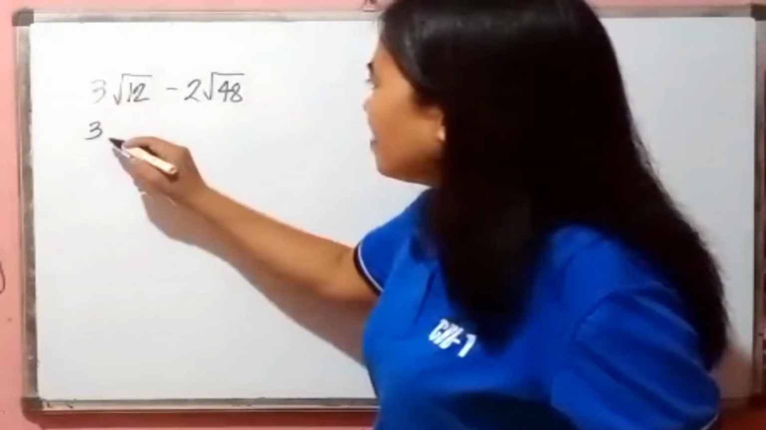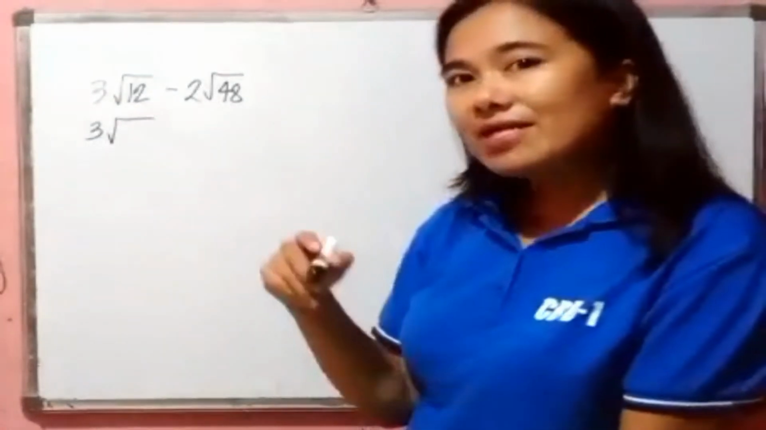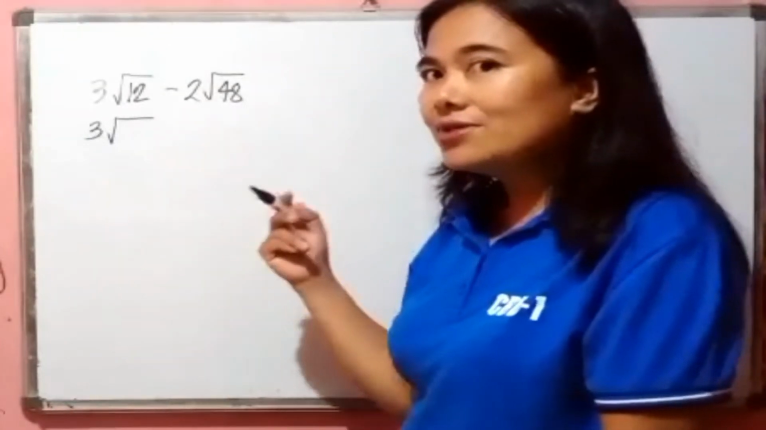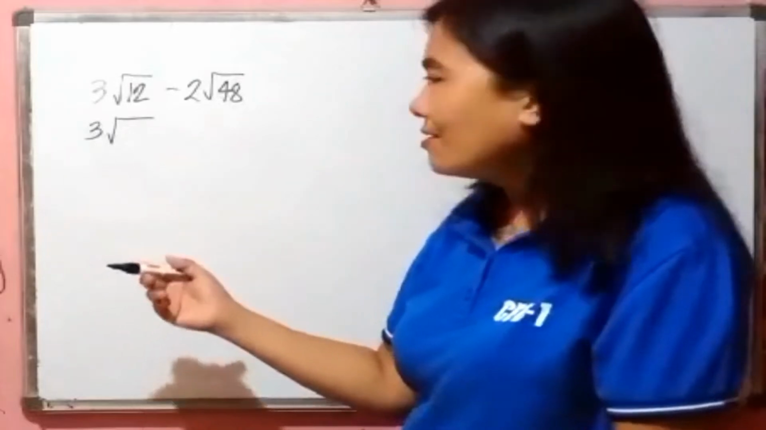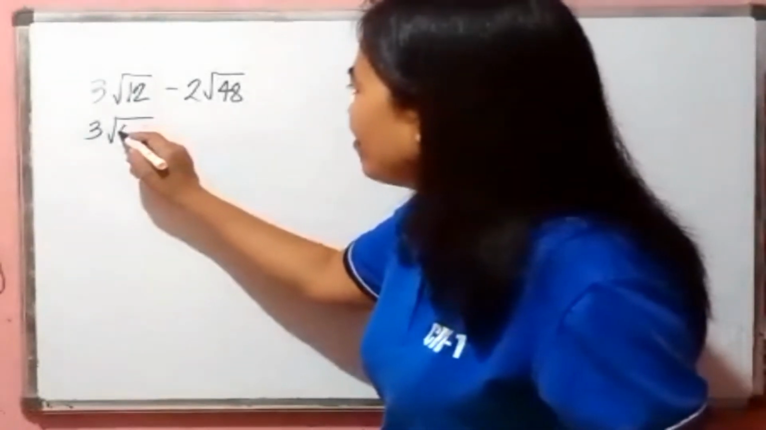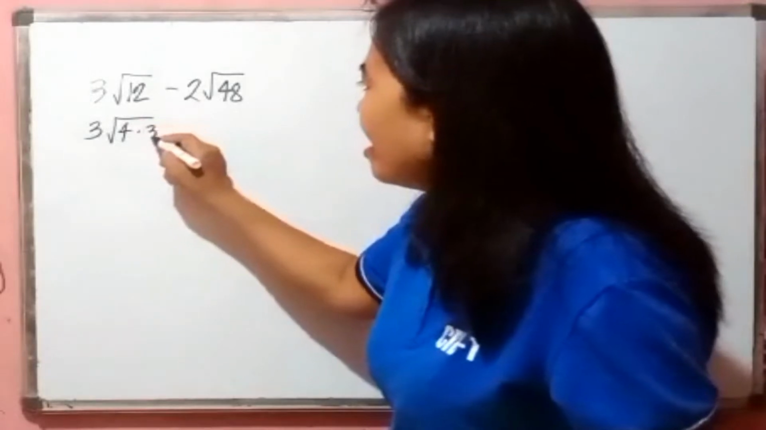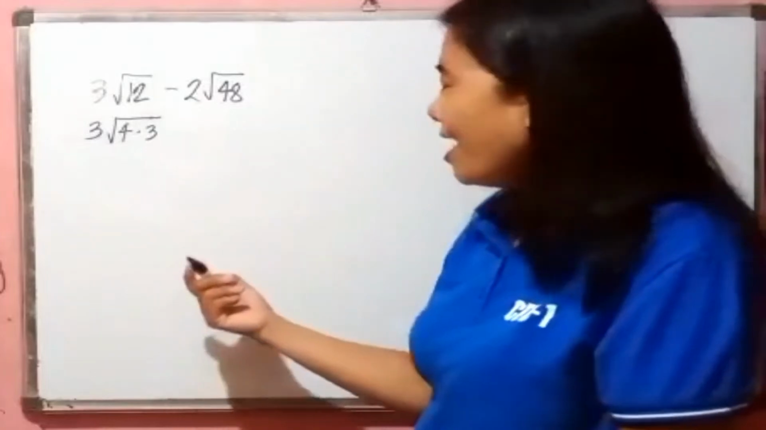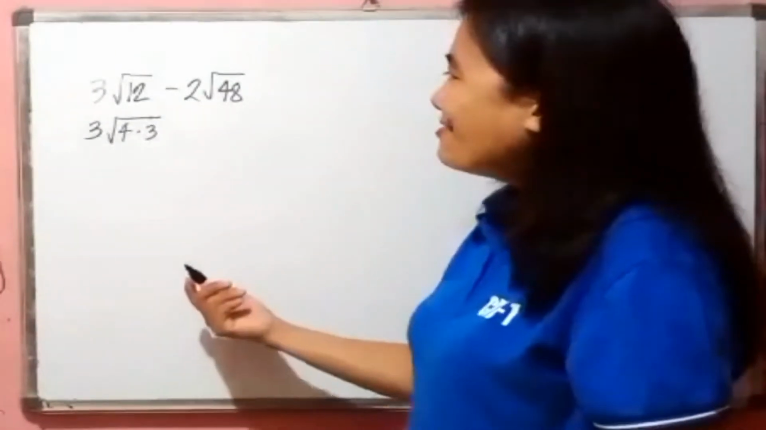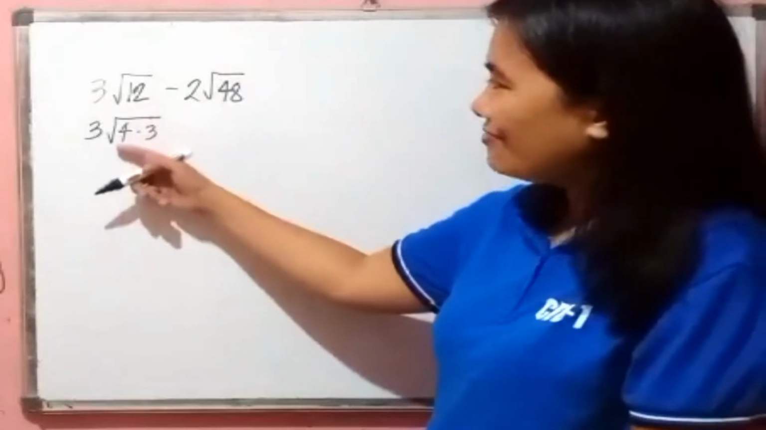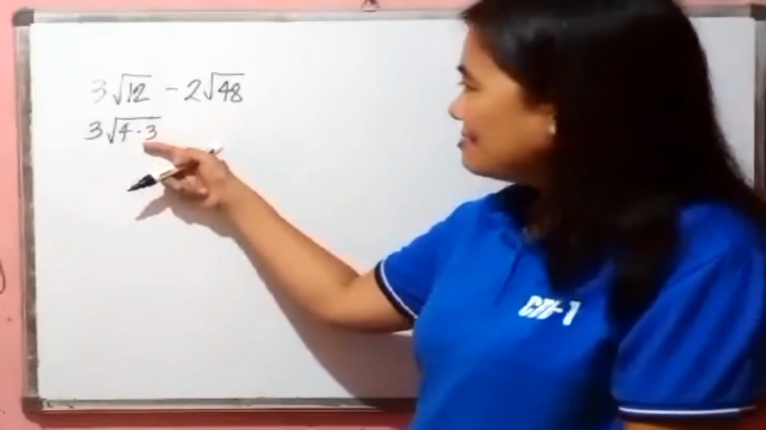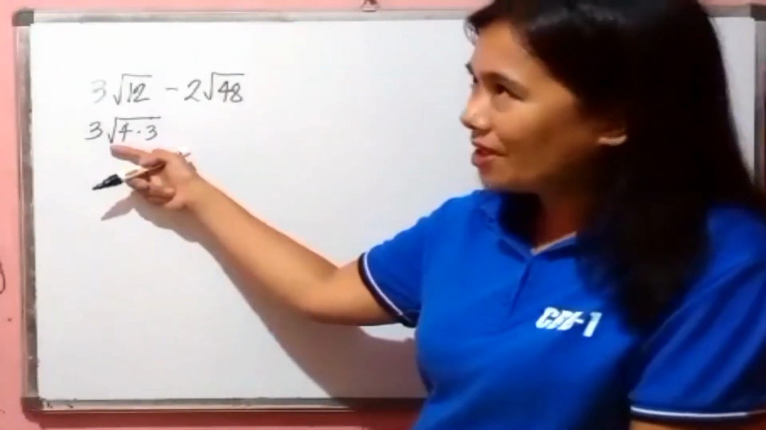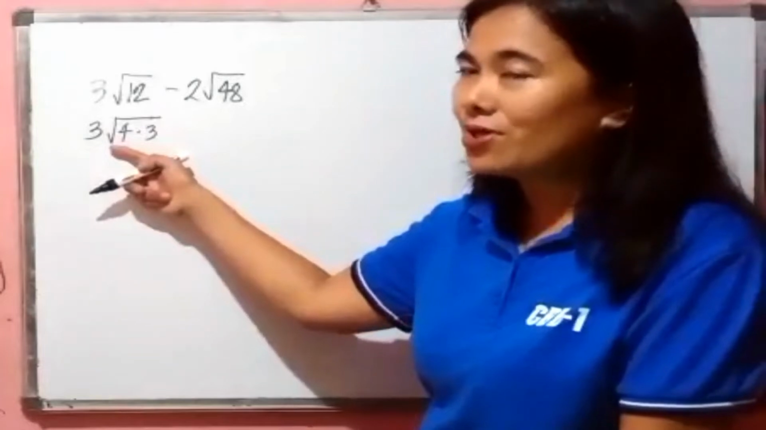So here we have 3. In simplifying radicals, you can go back to the video. We need factors of 12 where one is a perfect square. I'd like to use 4, but it doesn't have to be, whichever you like. One factor should be a perfect square. So for 12, we have 4 and 3. Why did I choose 4 times 3? 4 times 3 is 12, and 4 is a perfect square. The square root of 4 is 2.